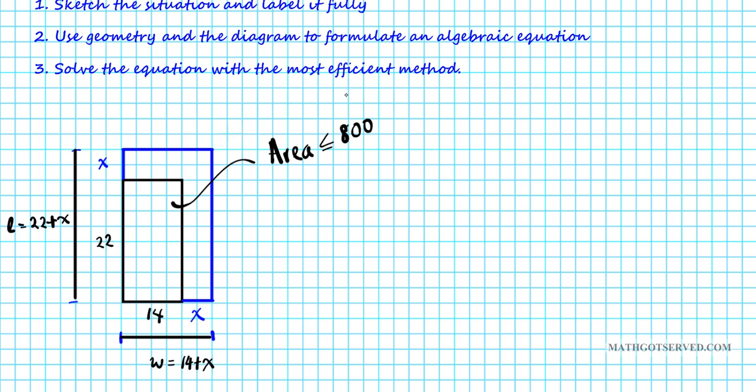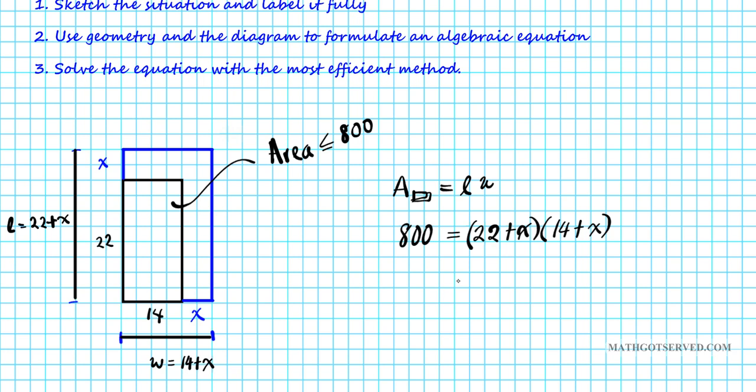Now, step two, we're going to use geometry and the diagram to formulate an algebraic equation. What is the formula for area? Area of a rectangle is length times width, right? Length times width. So what's the area in this case? The area is 800. I'm going to go with the maximum area, okay? 800 is equal to the length, which is 22 plus x, times the width, which is 14 plus x.